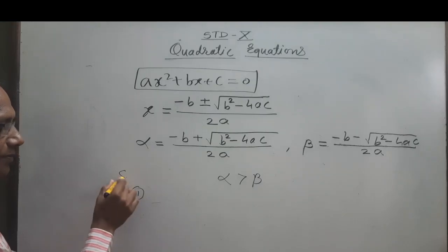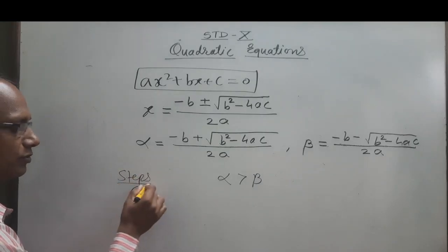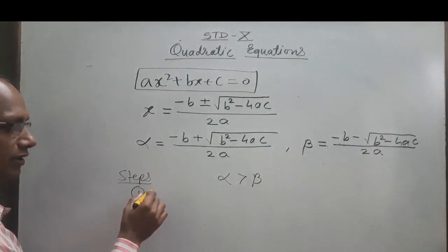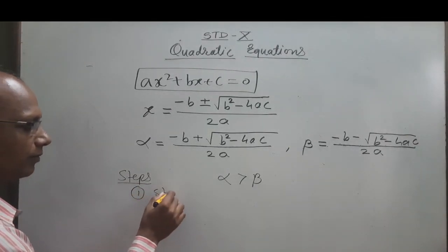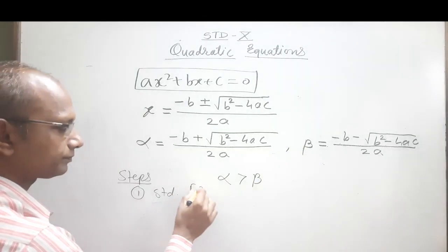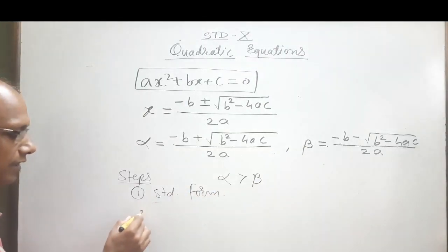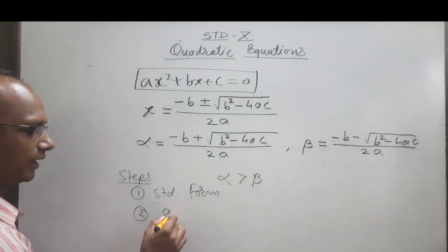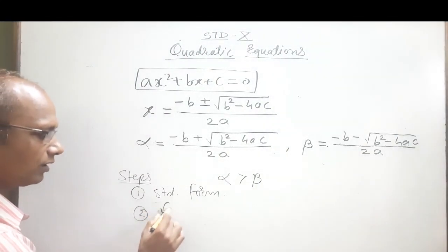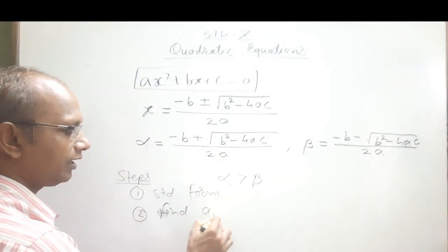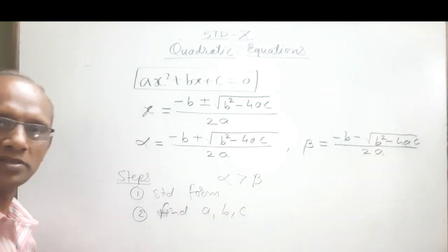Now the steps to solve. First, write the given equation in the standard form or general form. Then the second step is to find the values of a, b, c. What is the next step? Find the values of a, b, c.